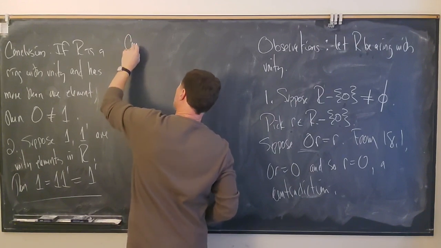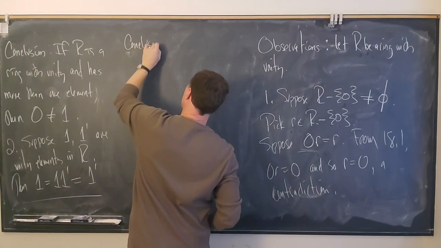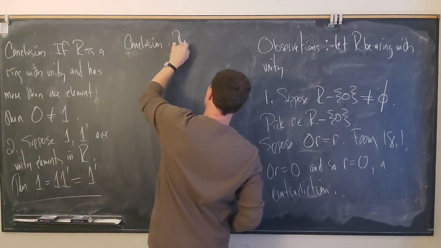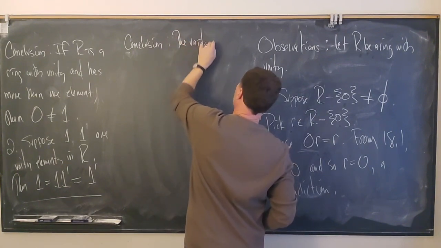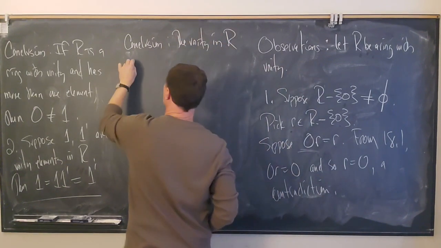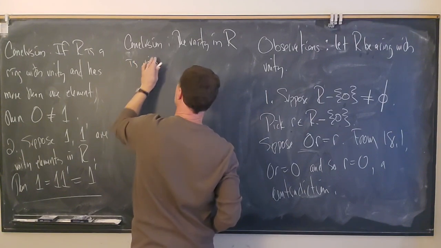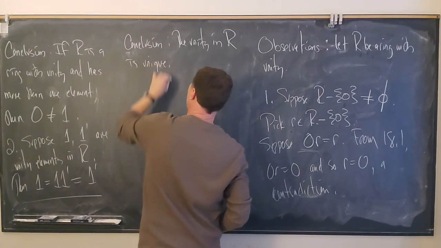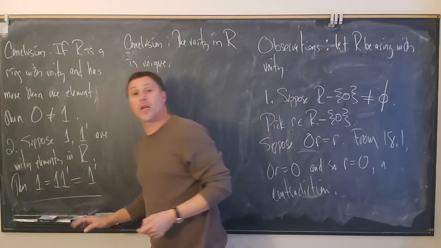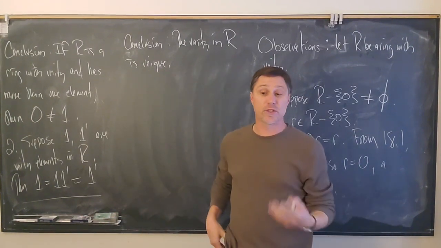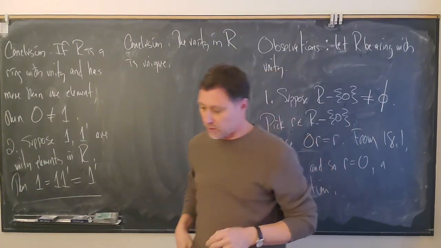So, conclusion. The unity in R is unique. Similar to what we know about groups, where the identity element is unique, now we have that the unity element is unique.